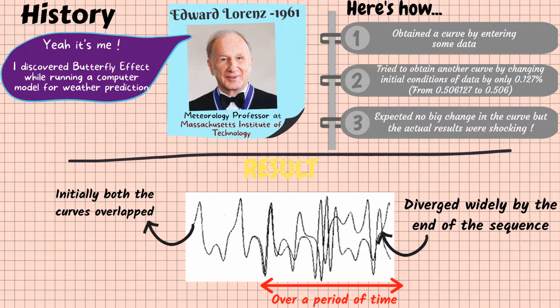He changed the input by just 0.127%, which means he just brought a few changes in the decimal places, and that's really a very small change. So he didn't expect any big change in the curve, but the actual results were really shocking. Initially, both the curves overlapped; they were basically the same, but later, over a period of time, the results were very different. The curves of both the inputs diverged widely by the end of the sequence, as you will be able to see here. So a very tiny change in the input brought a big change over a period of time.